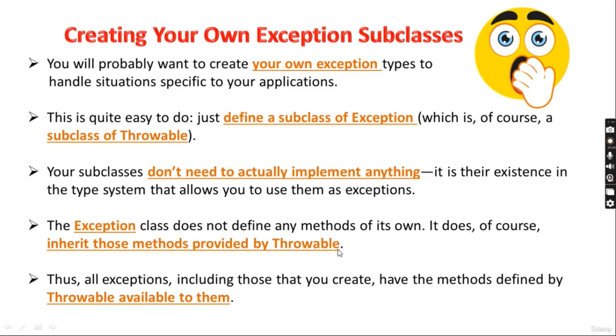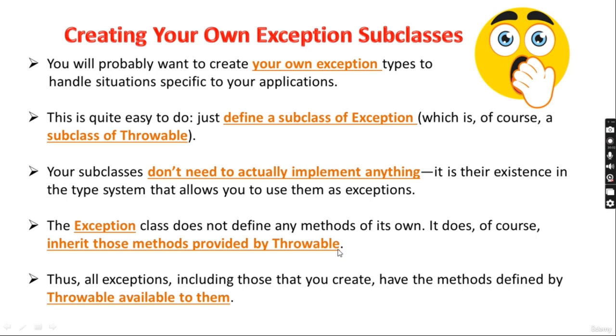Creating your own exception subclasses. You can create your own exception types to handle situations specific to your application. For this, just define a subclass of Exception, which is of course a subclass of Throwable. Your subclasses don't need to actually implement anything. It is their existence in the type system that allows you to use them as exceptions.